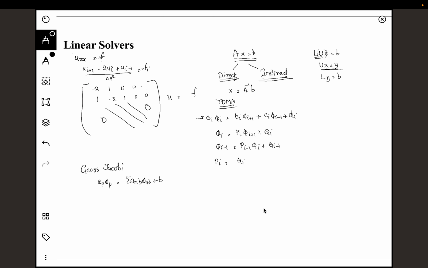So in Gauss-Jacobi, we will start with some initial guess, and then we will update it, something like a_P phi_P^(n+1). The next iteration value will just be whatever summation I have taken from the previous iteration values plus b. So this is a simple Gauss-Jacobi iteration. We will keep the phi values constant and then move to the next iteration.